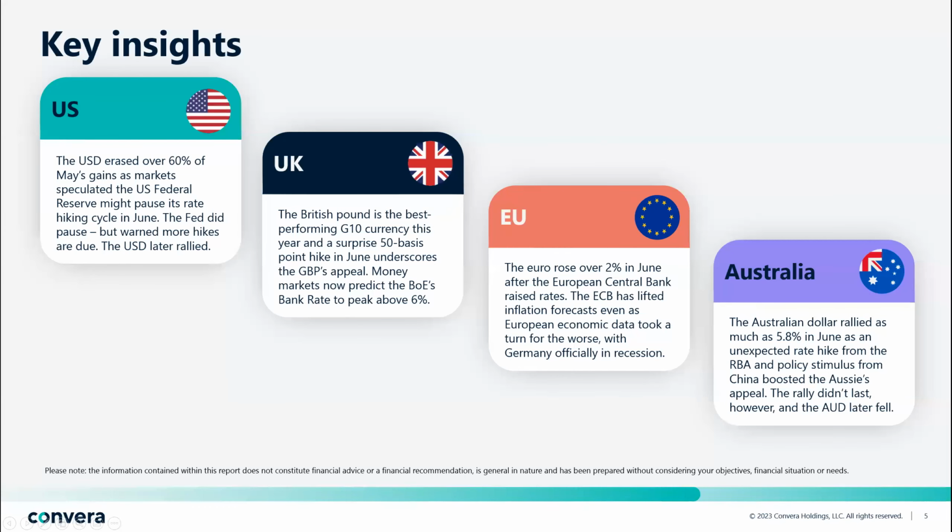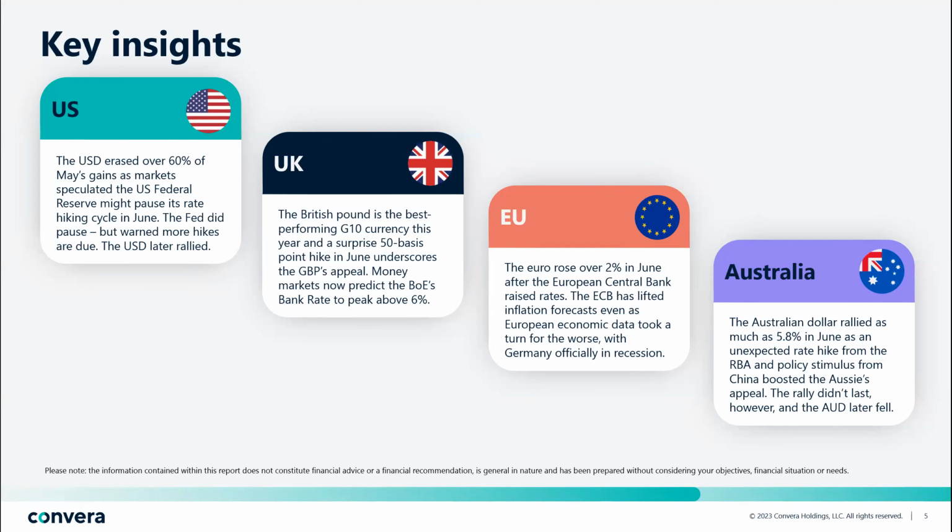Now, if we move on to our own key insights for this particular report, before I pass over to Boris, I just wanted to call out some of the key insights from our research, just to cut through the noise and distinguish the important takeaways. So firstly, last month in June, the dollar did raise over 60% of the gains that it made in May. And that's because the Fed took its first pause in this rate hiking cycle. But both the Bank of England and the European Central Bank raised interest rates again because inflation proves to be a bit stickier across Europe.